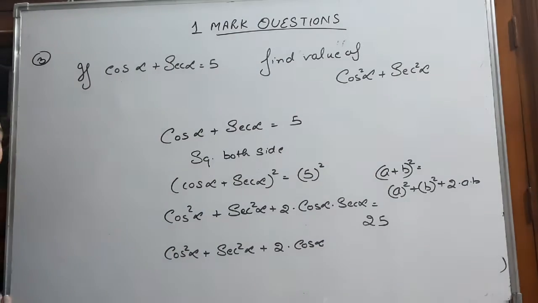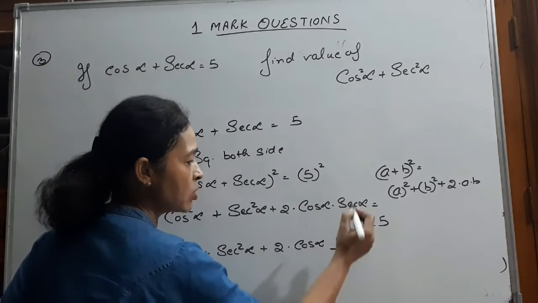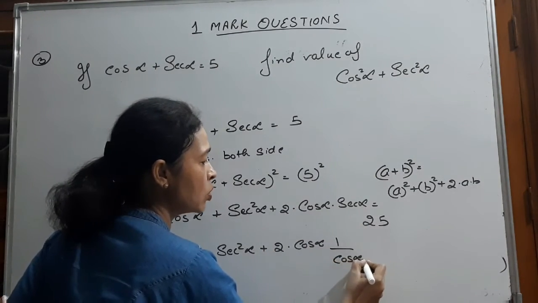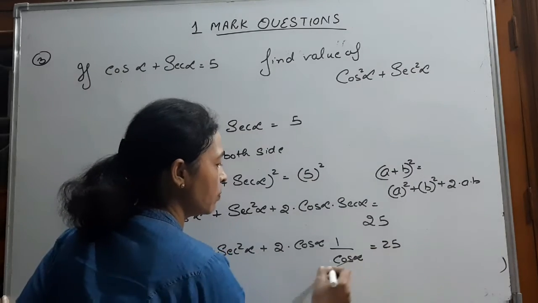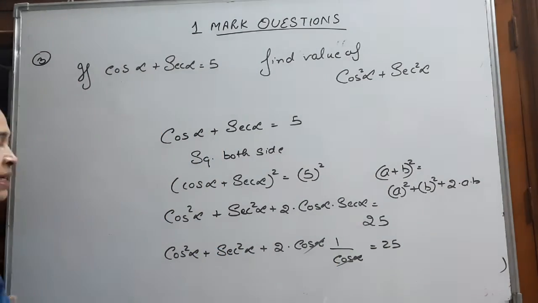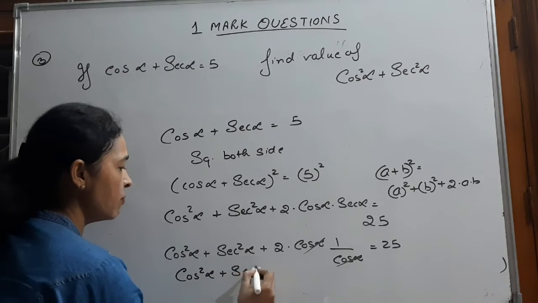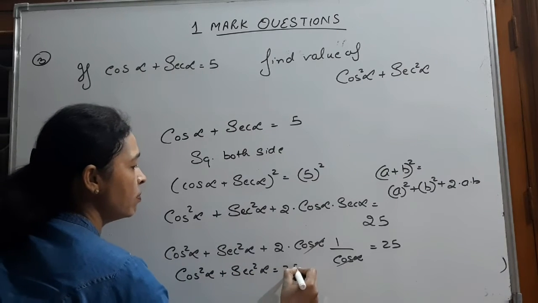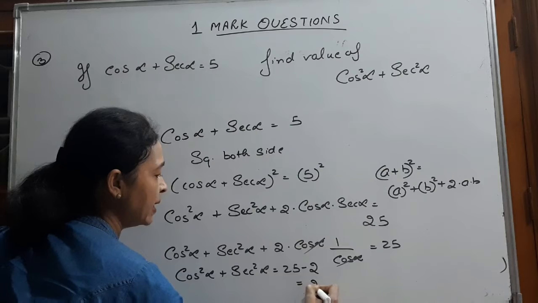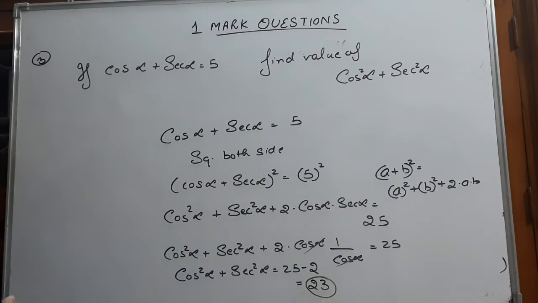Now, cos square alpha plus sec square alpha plus 2 into cos alpha. What is sec? Reciprocal of cos. In place of sec alpha we can write 1 upon cos alpha, equals 25. Cancel. Only 2 is left. So what will be the value of cos square alpha plus sec square alpha? 25 minus 2, that is 23 is our answer.